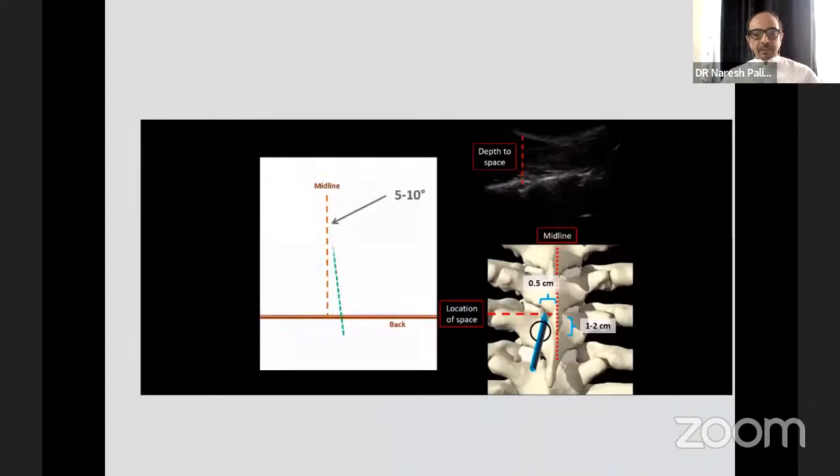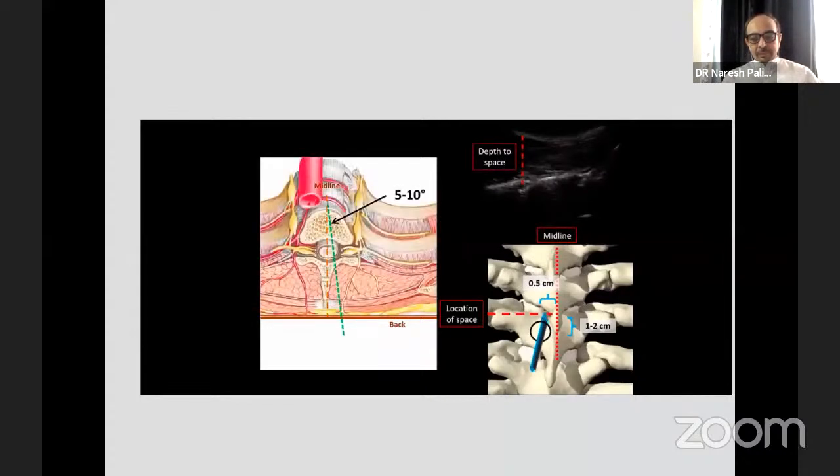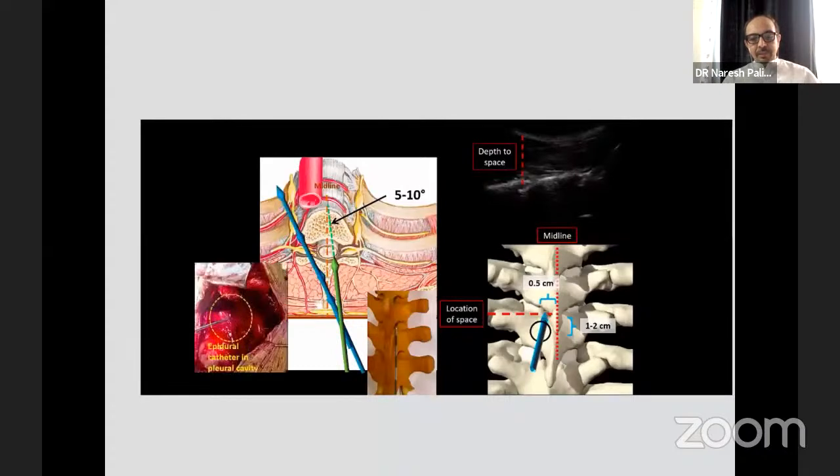Angle of the needle. Here the angle of the needle should not be more than 5 to 10 degrees, just alongside the spinous process, not more than half a centimeter away from the spinous process. If you go more laterally, then there are chances that you may go to the opposite side, or pass the epidural catheter into the pleural cavity. That also may give rise to a loss of resistance sensation.